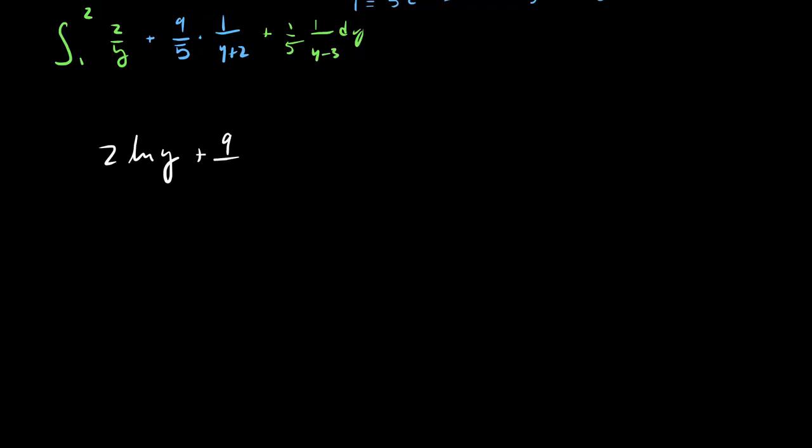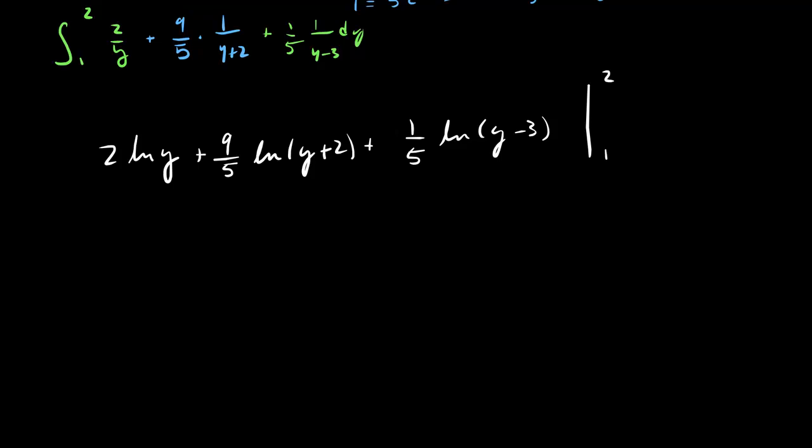9/5 divided by that is 9/5 natural log of y plus 2, and 1/5 natural log of y minus 3. And we're plugging in a 1 and a 2. One thing that's important here, this doesn't often show up in our problems.